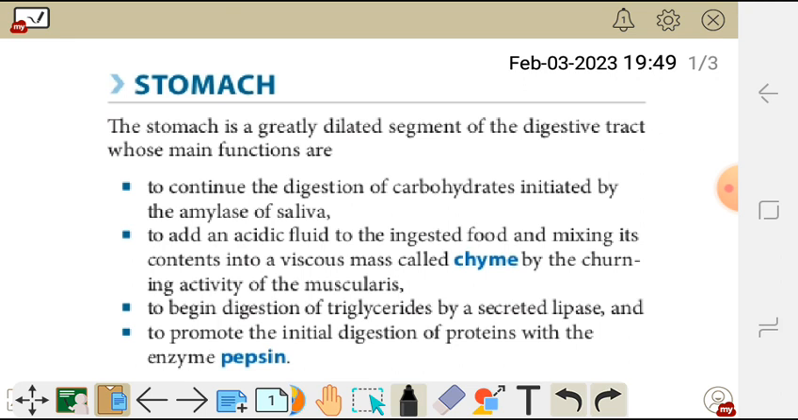It also begins digestion of triglycerides by a secreted lipase. Lipase is an enzyme which digests the triglycerides, and it also promotes the initial digestion of proteins with the enzyme pepsin. Those are some of the functions of the stomach.